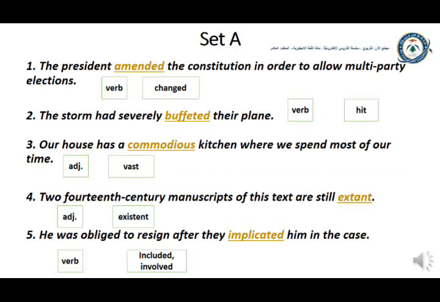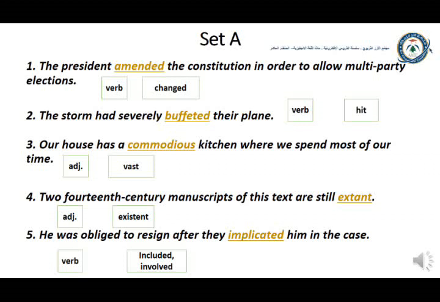What is the part of speech of the word amended? In this sentence, the subject is President. The verb is amended. So amend is a verb. What's the meaning of the word amended? The President amended the Constitution. Why? Because he wanted to allow multi-party elections that hadn't been allowed before. So, he changed the Constitution in order to allow these elections. So, amend means change or modify.